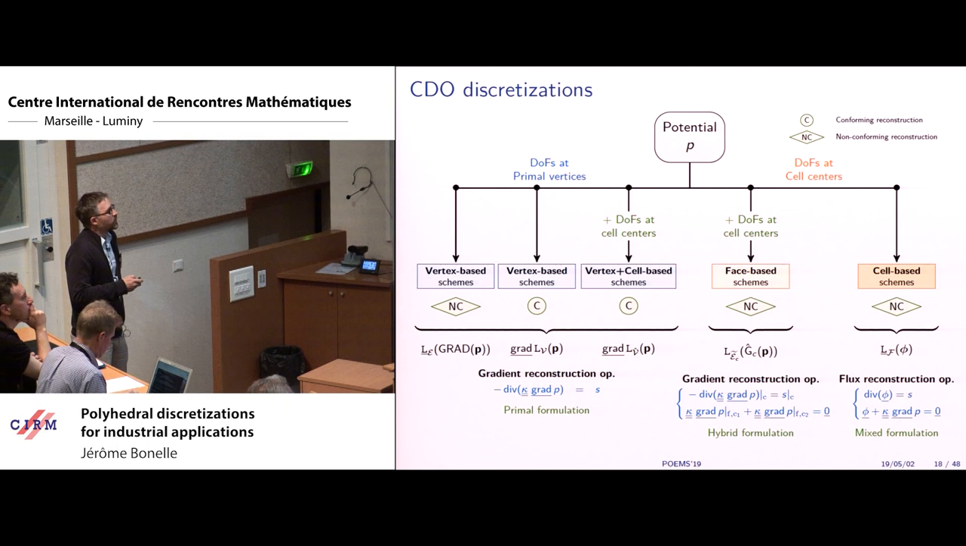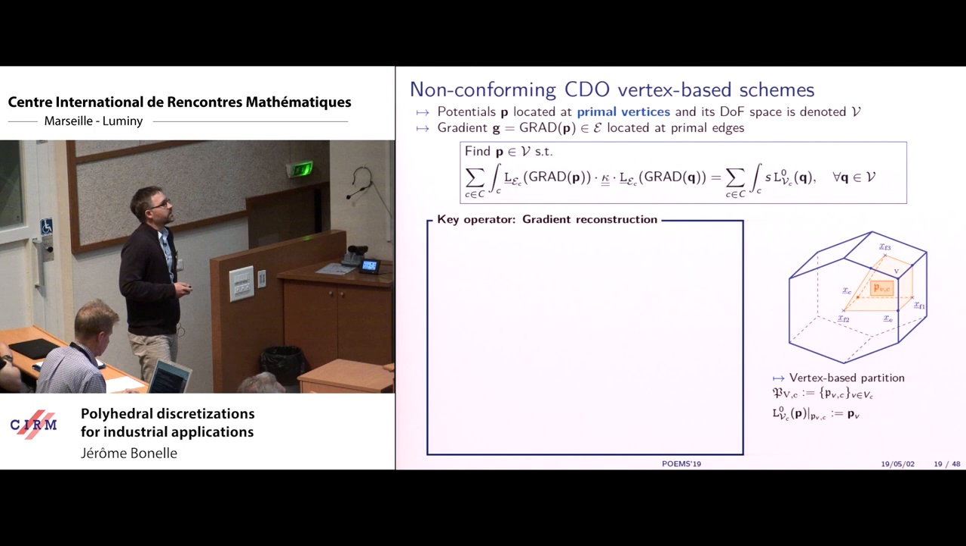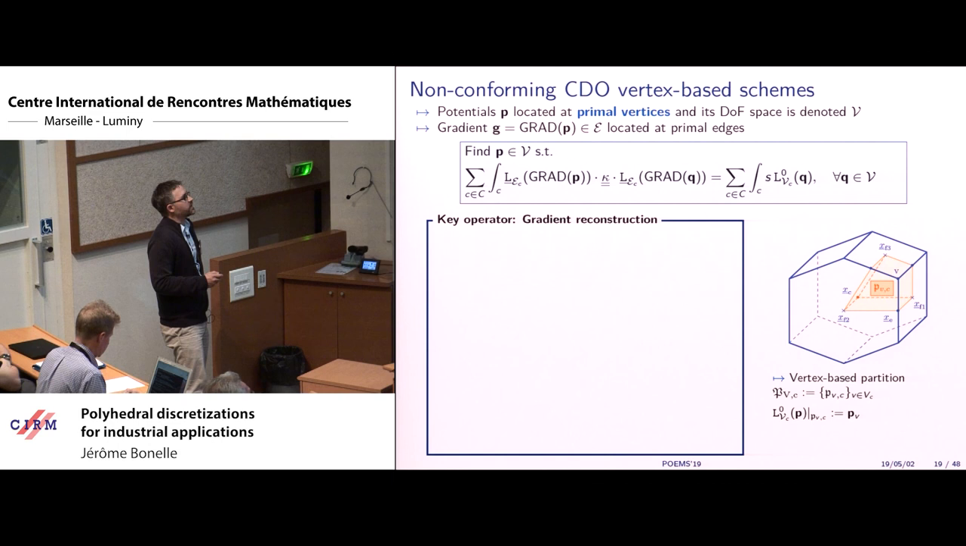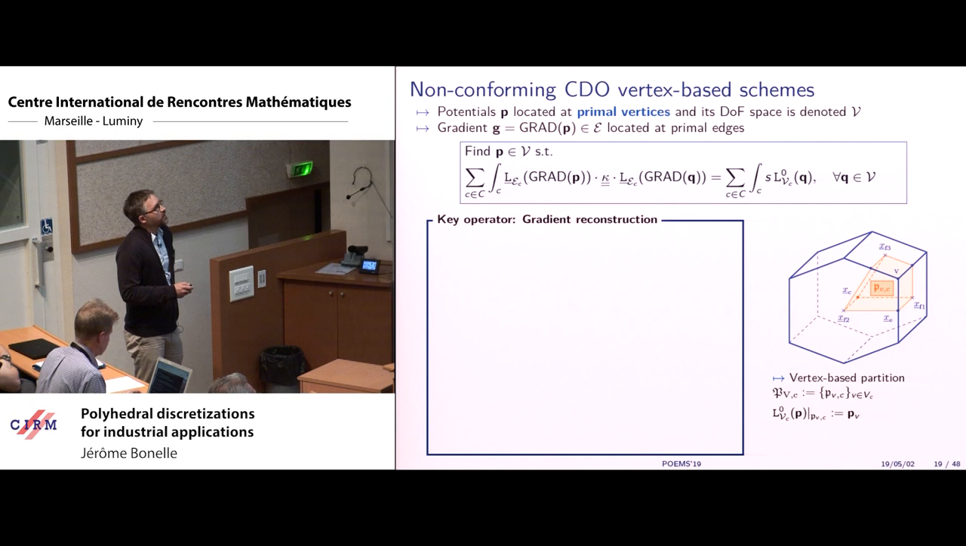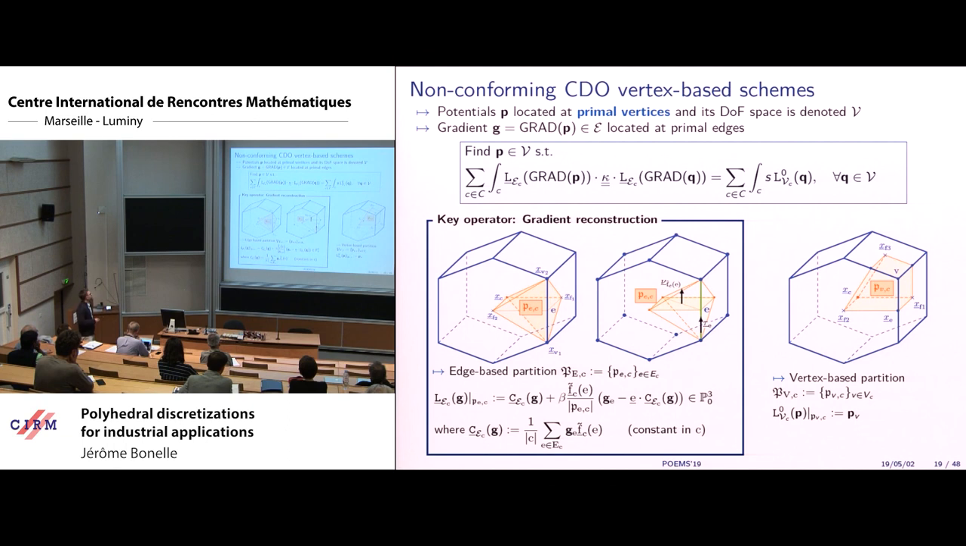In the case of non-conforming CDO vertex-based, the unknown is at primal vertices, and the gradient is along edges. Here's a discrete variational formulation. The key operator is this one, I will detail it soon. And for the right-hand side, this is a simple reconstruction which is constant inside the volume associated with each vertex of the polyhedral cell. For the gradient reconstruction, the key partition is the one associated with the edge. And if we look at the reconstruction, it lives on each edge.